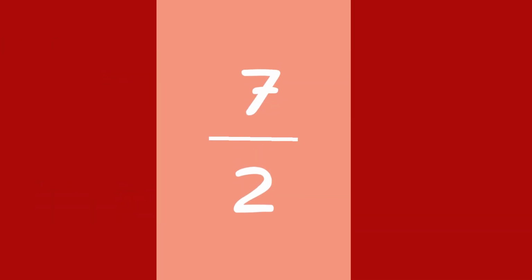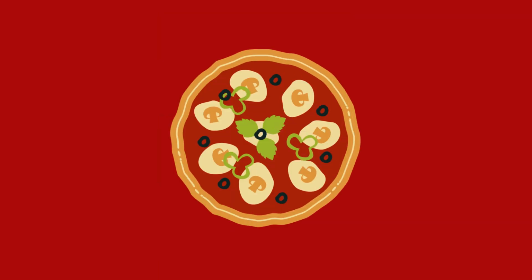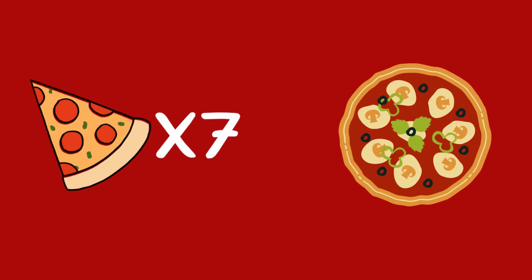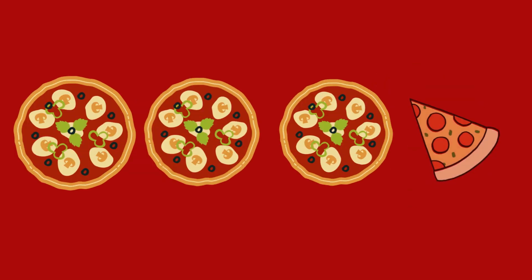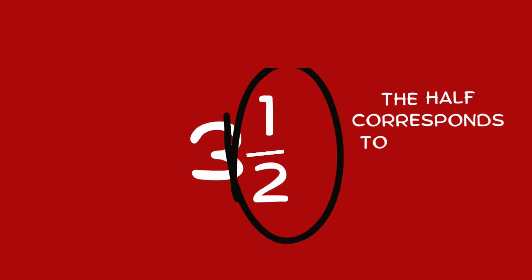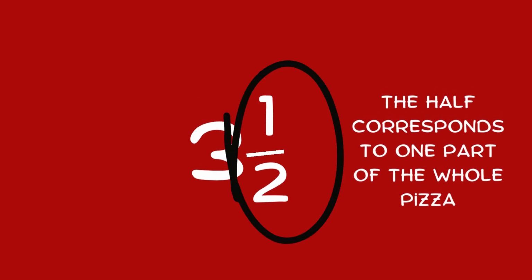For example, let's take the improper fraction 7/2. To convert this, let's use the example of the pizza. 7/2 basically means 7 slices of pizza are being divided, or from whole pizzas, which are cut into 2 equal slices each. Therefore, we can get 3 whole pizzas plus 1 slice, which as a mixed number is 3 1/2, as the half corresponds to the 1 slice out of a 2-sliced pizza.